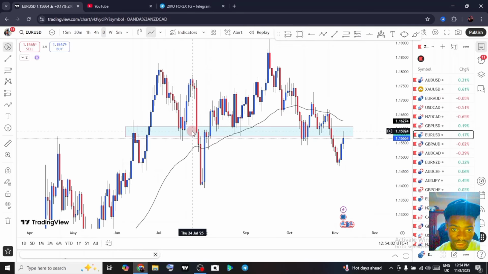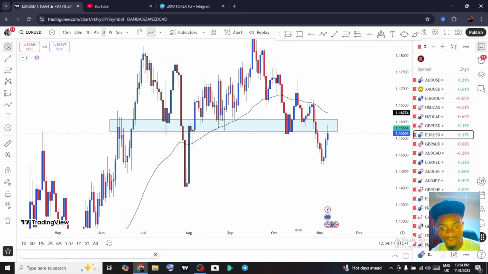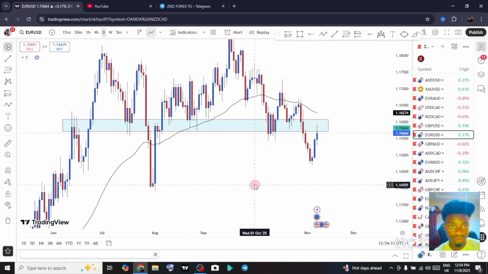We have a strong support and resistance level here on the daily time frame, right? So it's very simple what we'll be looking for here. We are looking to sell, right?